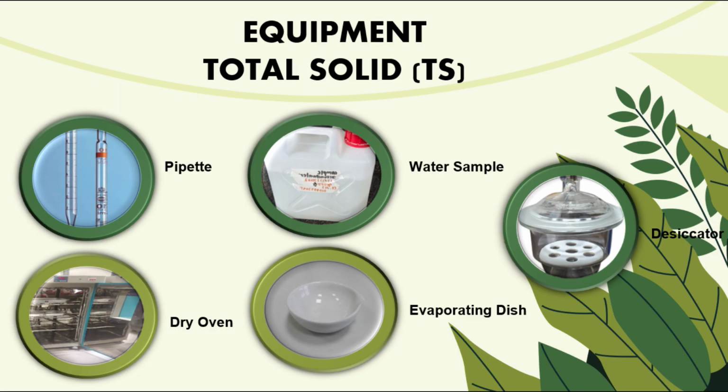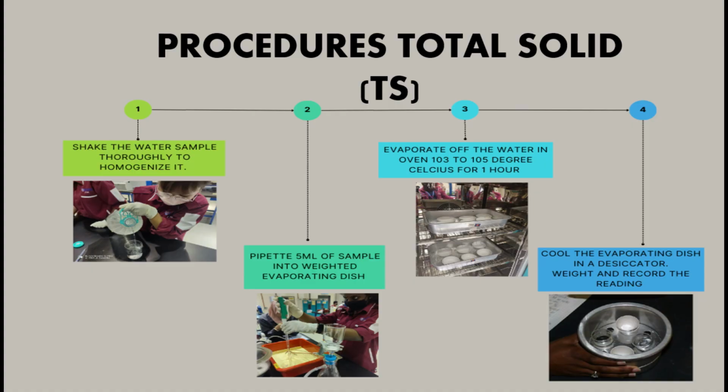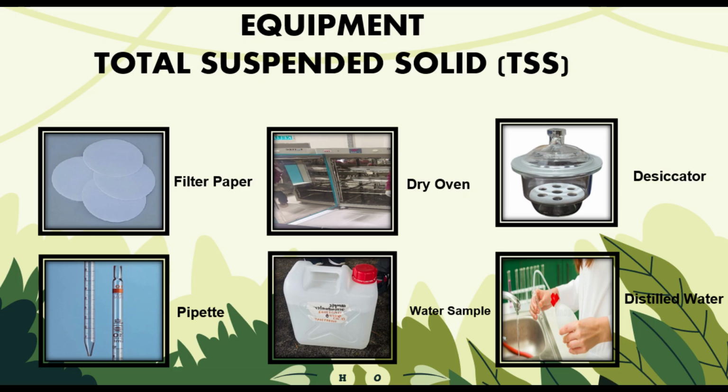Start by shaking the water sample to thoroughly homogenize it. Pipette 5 ml of sample into a weighed evaporating dish which has previously been cleaned and dried to a constant weight in an oven. Next, evaporate off the water on a steam bath at 100 degrees Celsius until dry, and then dry it in an oven at 110 degrees Celsius. Cool the evaporating dish in a desiccator before weighing it, and repeat the drying until a constant weight is obtained.